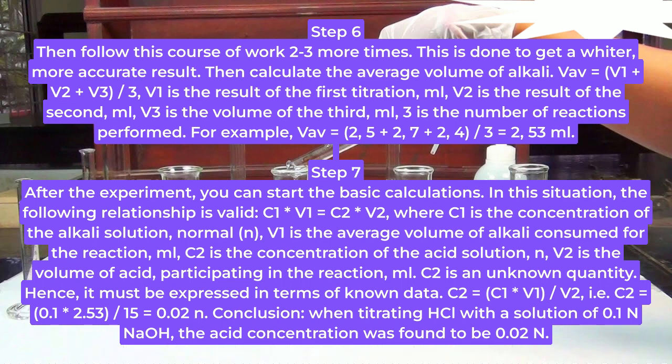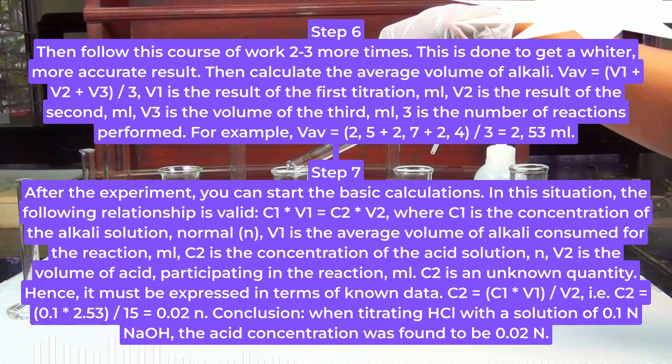Step 7. After the experiment, you can start the basic calculations. In this situation, the following relationship is valid: C1 * V1 equals C2 * V2, where C1 is the concentration of the alkali solution, normal, N, V1 is the average volume of alkali consumed for the reaction, ml, C2 is the concentration of the acid solution, N, V2 is the volume of acid participating in the reaction, milliliter. C2 is an unknown quantity. Hence, it must be expressed in terms of known data.